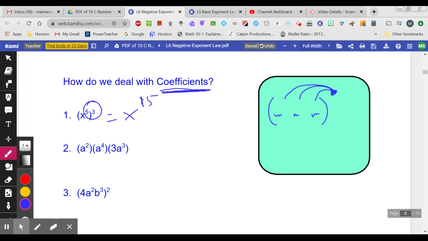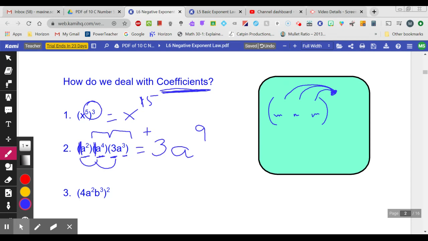Okay, for the next one now, let's deal with the a's first. So we've got a cubed times a to the 4th times a squared. So again, write out the a. You're multiplying, so we're going to add the exponents. So 3 plus 4 plus 2, or 2 plus 4 plus 3, it doesn't matter what order you do it in, is 9. Now, the number in front is called the coefficient. So this one has a coefficient of 1, this one has a coefficient of 1. So we're just going to go 1 times 3 is 3a to the 9th.